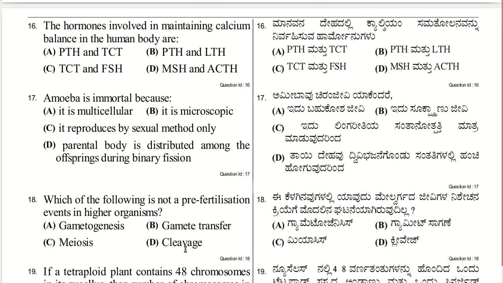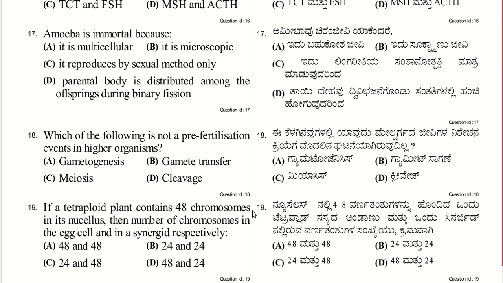19th one, if a tetraploid plant contains 48 chromosomes, that is 4n equals 48 chromosomes in its nucellus, the number of chromosomes in the egg cell and in a synergid respectively are 24 and 24. Egg cell and synergids form the egg apparatus and they are all formed by meiosis. So there is going to be 24 and 24 in the case of egg cell and synergid.